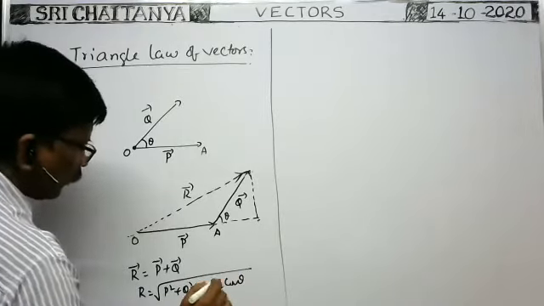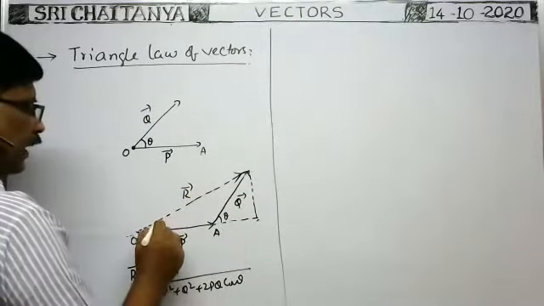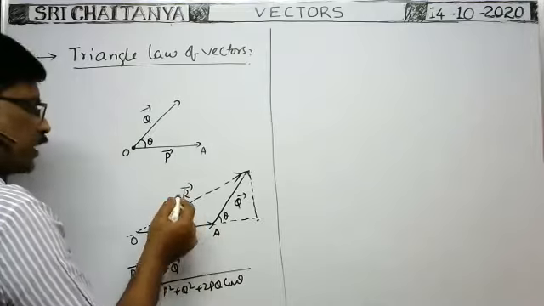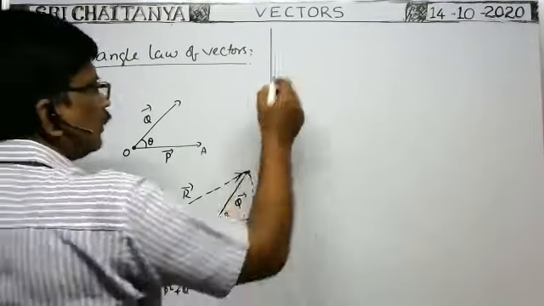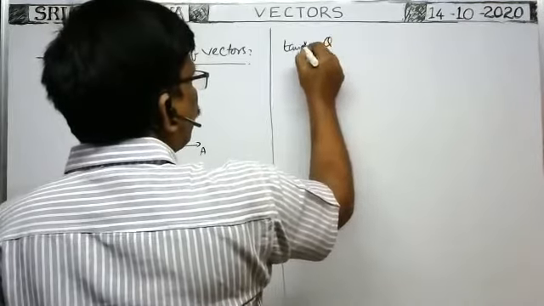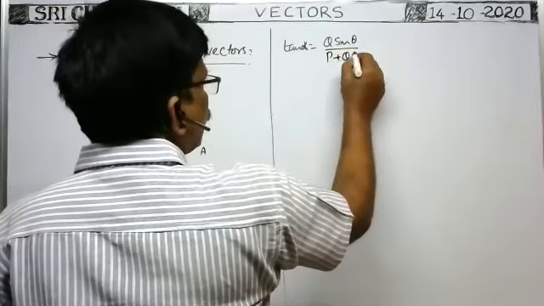Here also we can derive it like that only. And here the resultant vector makes an angle alpha with p bar. The resultant of these two vectors is r bar, which makes an angle alpha with p bar. Then tan alpha, as we already derived in the parallelogram law, is here also the same: tan alpha is equal to q sin theta by p plus q cos theta.